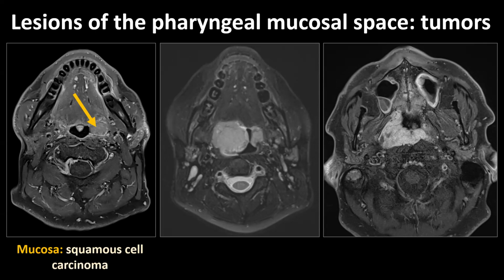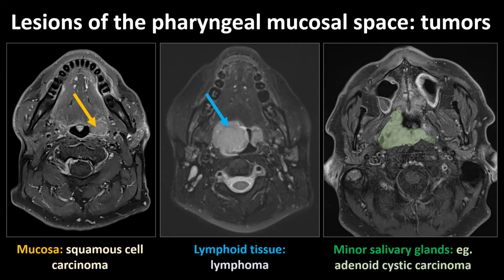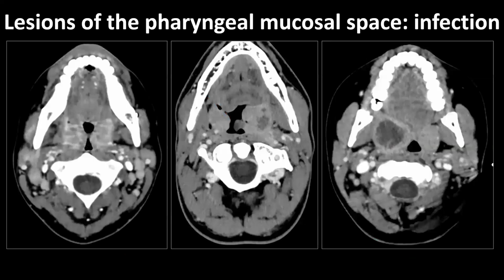Now, the pharyngeal mucosal space also contains lymphoid tissue, so it can be the seat of lymphomas, and it also contains minor salivary glands. So despite the fact that these tumors are a lot less frequent in the pharyngeal mucosal space compared to squamous cell carcinomas, you can also find, for instance, adenoid cystic carcinomas or mucoepidermoid carcinomas, which are tumors that originate from the minor salivary glands. We can also find infectious disease in the pharyngeal mucosal space.